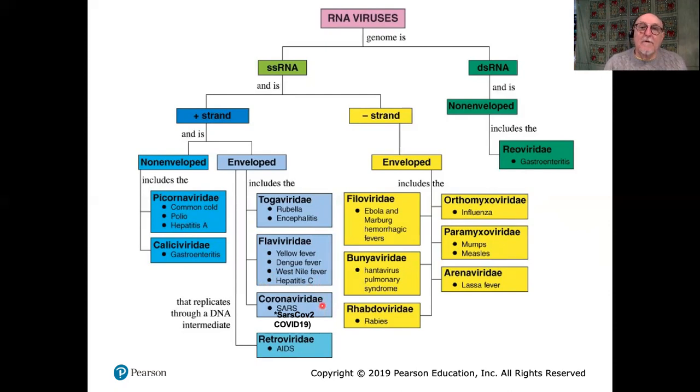Next group. Well, should we just skip it over and pretend that it doesn't exist? Unfortunately, we can't. This group of single-stranded, positive strand enveloped viruses are the coronaviruses. And the coronavirus group is one that our current SARS-CoV-2 belongs to. That is the virus which is currently causing the COVID pandemic.